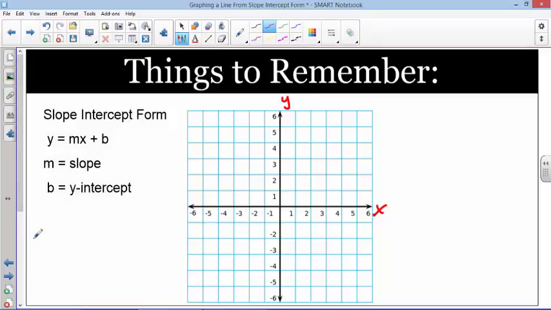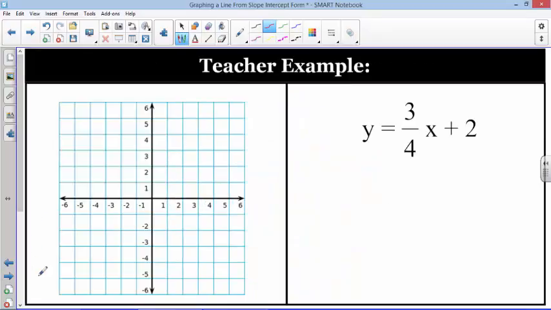Alright, so let's try graphing a few lines. So go ahead and pause the video here, draw yourself a graph, and write down the equation that I have listed here on the right. Come back and we'll work through it together.